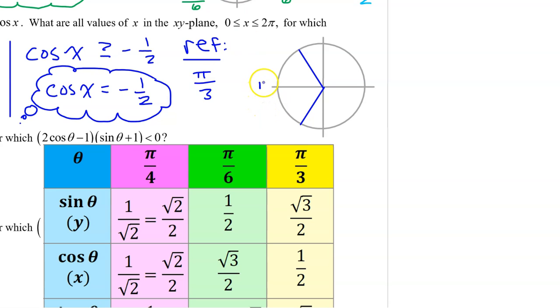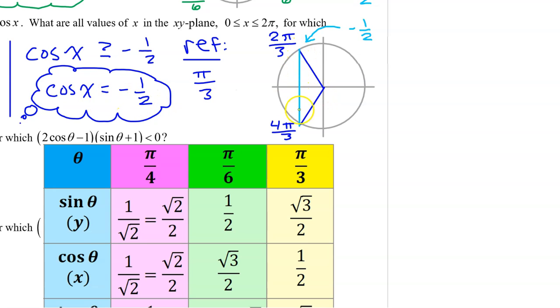We can think of pi as 3 pi over 3. So this angle in the second quadrant must be 2 pi over 3. And this angle in the third quadrant must be 4 pi over 3. Cosine is the horizontal displacement on the unit circle.